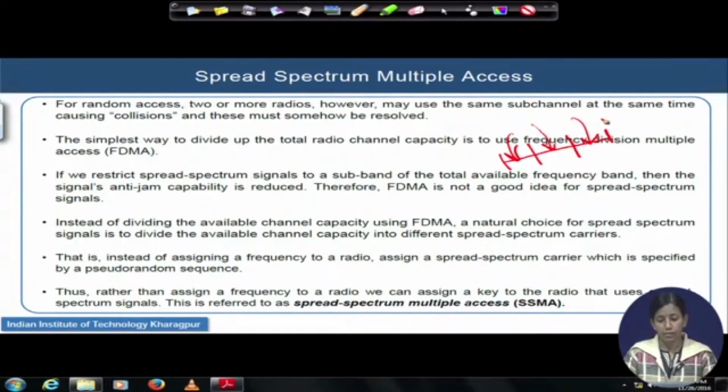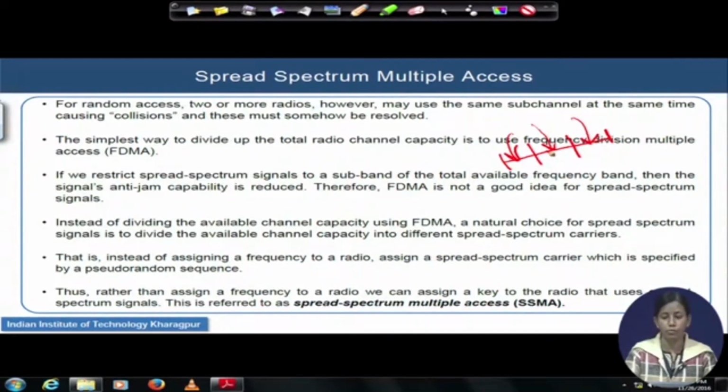But remember one thing: whenever you divide the whole available channel into smaller subbands, you are not doing any good for the anti-jamming capacity of spread spectrum communication, which fundamentally comes from the fact that you are using a very wide bandwidth, where the narrowband jamming signal will be rejected when you are receiving. You are spreading your transmitted signal over a wide bandwidth compared to the narrower interference.